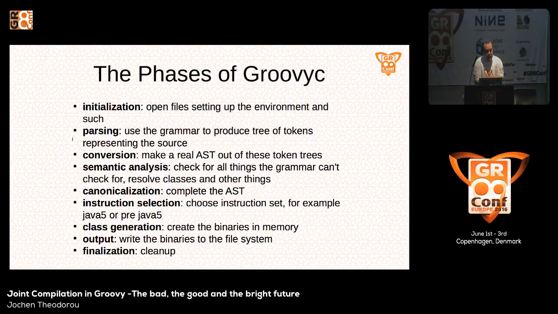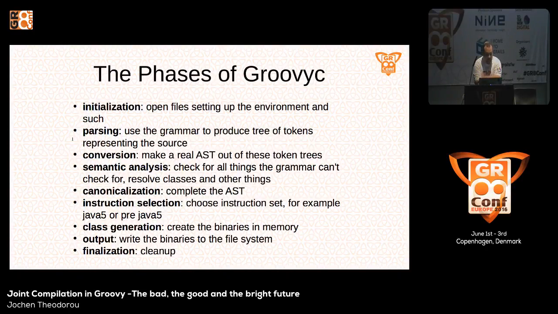There are several phases, and I listed them all here. Basically, you have a parsing phase, where you create the AST. You have an analysis phase, where you give semantics to everything. You have a canonicalization phase in which you add missing methods or bridge methods and things like that. Instruction selection we don't really use. You have the class generation phase in which we, of course, generate classes, and we have the output phase in which we write them to disk. So if you want to just do runtime compilation, then you would stop in the class generation part.